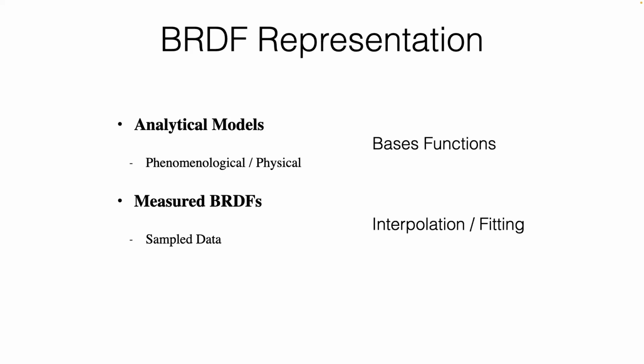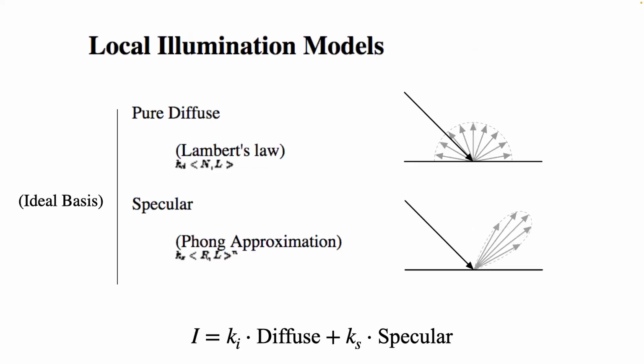On the other hand, for real materials, it's very common to have a measured BRDF. So we have a real material, and you measure how it reflects light in all directions, and we have a sort of sample data, like a table, and reconstruct this continuous function through interpolation and fitting to this data that is collected in the sampling process. And then we are going to consider both here.